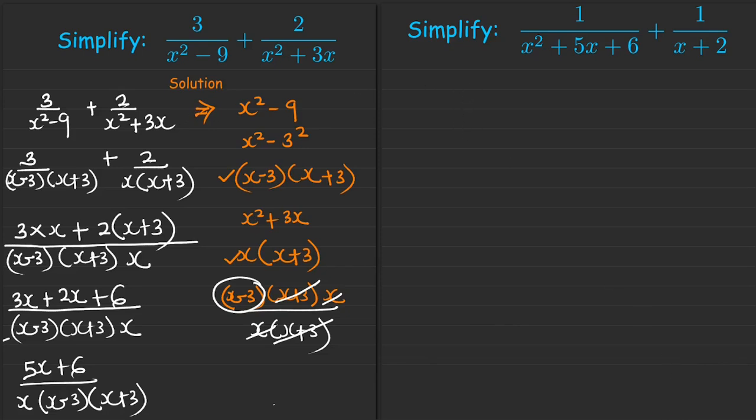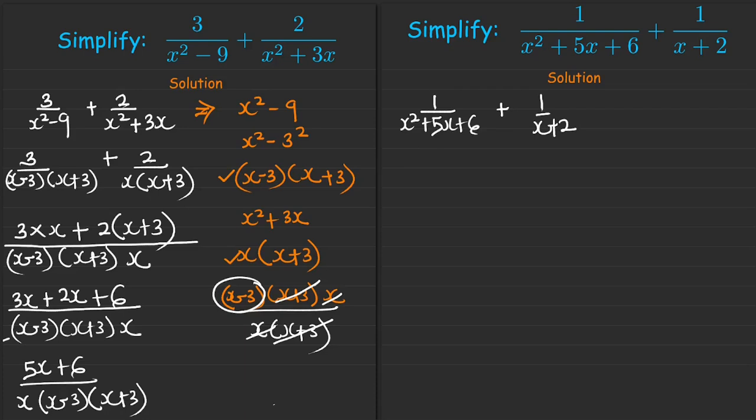Moreover, you can pause as well, because we've gone through most of these. So to solve this question, as you may have realized, one of the denominators is a quadratic. How do we go about it? So we have 1 over x squared plus 5x plus 6, plus 1 over x plus 2.